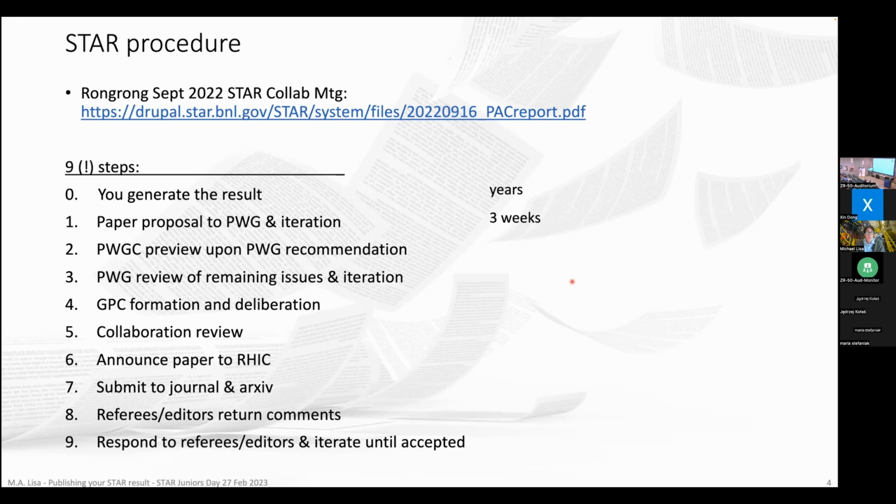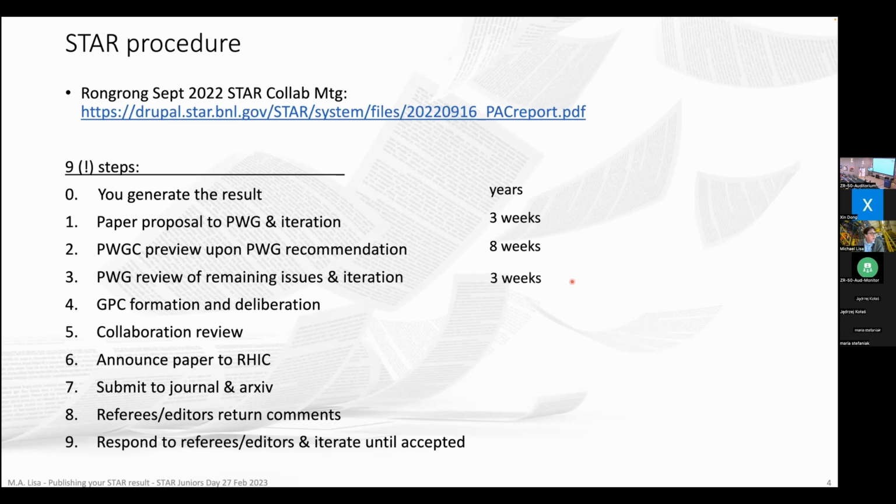After this, it gets previewed by the PWGC, the group of conveners, upon recommendation of the PWG. This takes some time to schedule and so forth. And 8 weeks might be a typical time scale. They meet in quantum steps of weeks or months, or I really don't know. And then their schedule gets backed up, say 8 weeks. After this, it's sent back to the PWG.